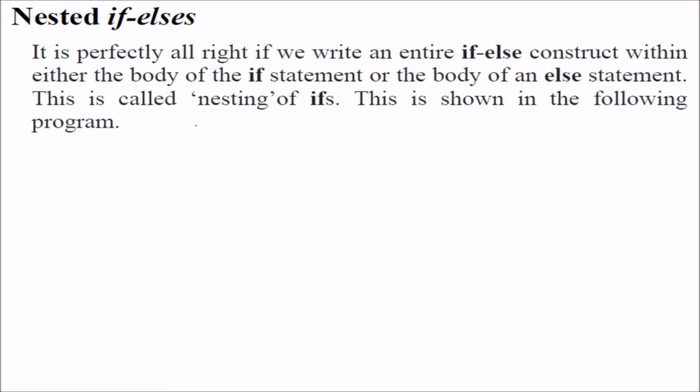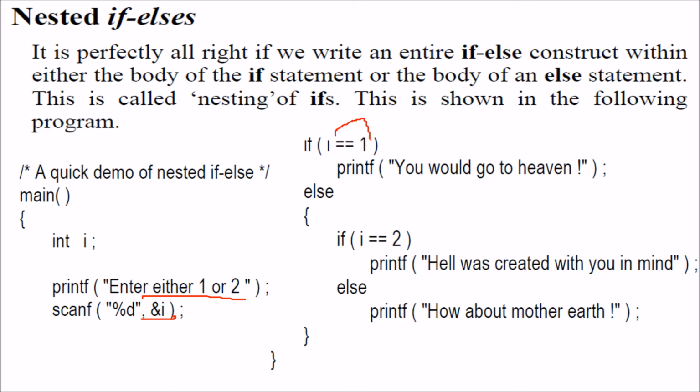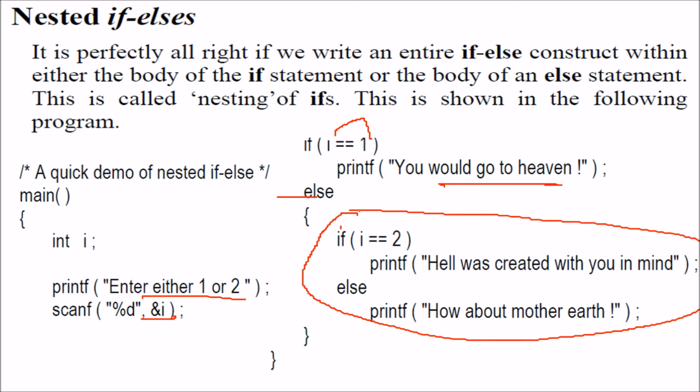Nested if else. Nesting means putting if else inside if else. An example: enter either 1 or 2. You are scanning I now and you are saying if I equal to 1, you write something. You come to else, then you say if else inside this. So you are nesting this if else inside an else. You can nest this if else inside this also. So this is nesting. We can have multiple if else's inside if else's.